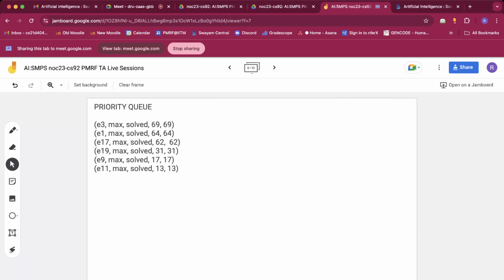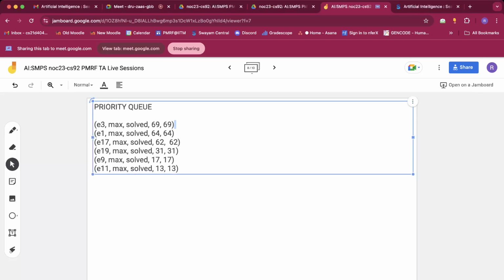So let's add that. We will pop E3 and add E4, which is again a max node, which is initially live. The bound will be the same as the value of its sibling node, which was solved already, which was E3's value, which is 69. So the bound will be 69 and the value will be 68, which is the value of E4.